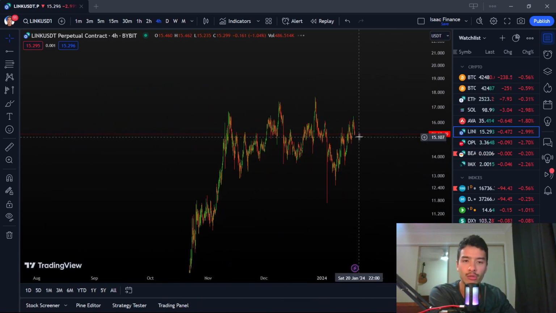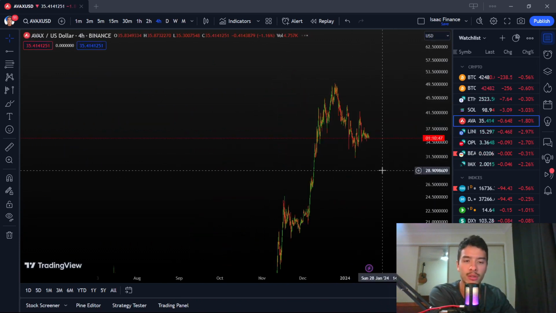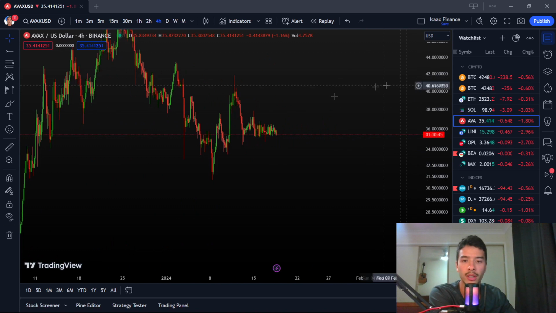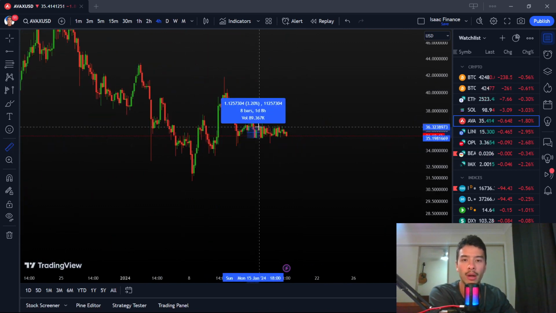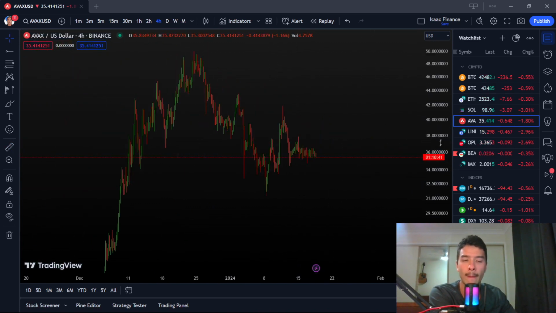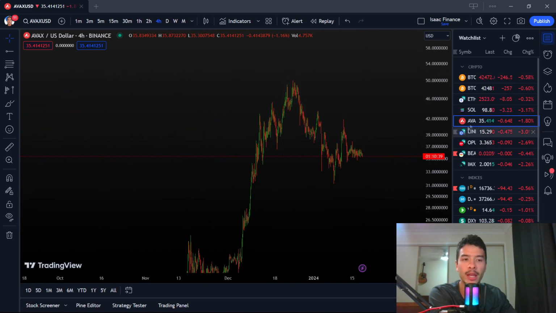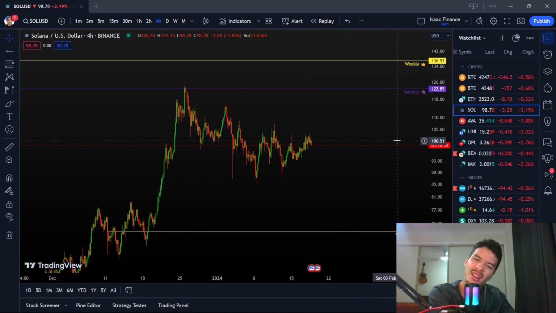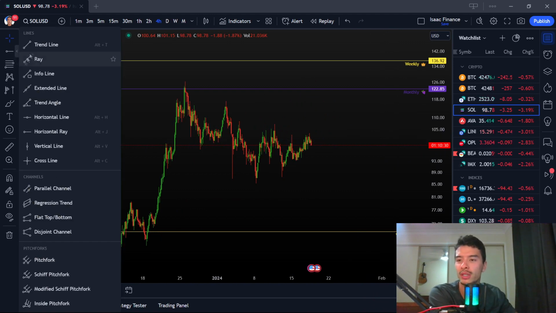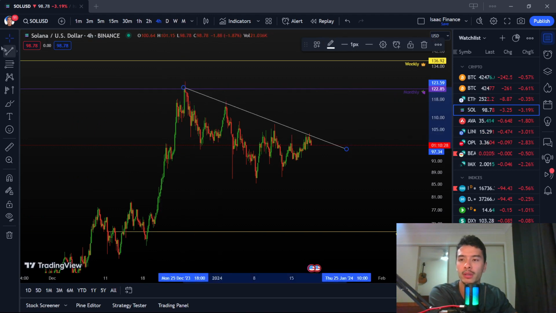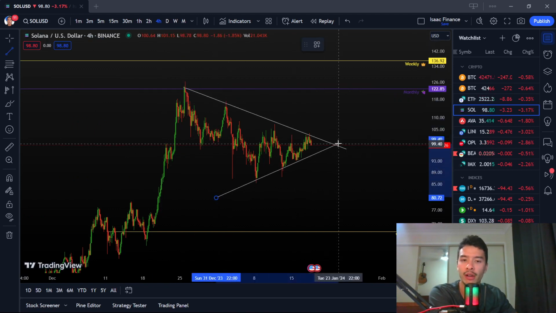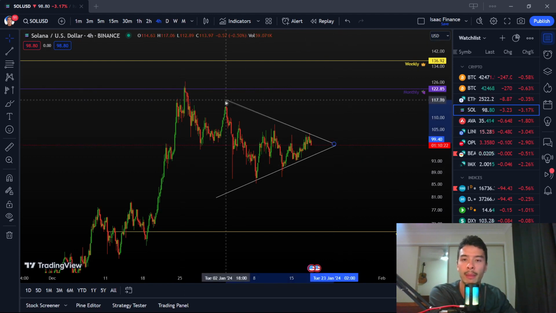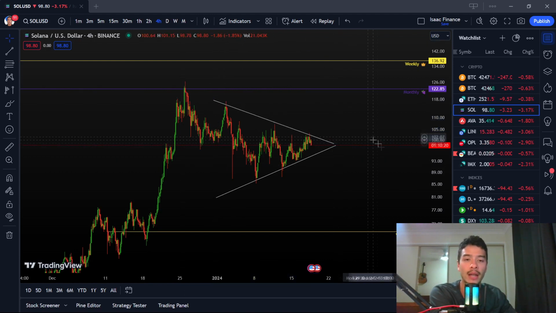You've got Link, which is range bound. You've got AVAX, which is contracting into this sort of very tight price range, as you can see. Nothing here piques my interest to trade. Potentially Solana. Nonetheless, again, no. The reason I would say no is because you are forming this. I never like to trade when you're forming these because something's going to happen. Like something is going to happen. And yeah, I don't want to trade that.